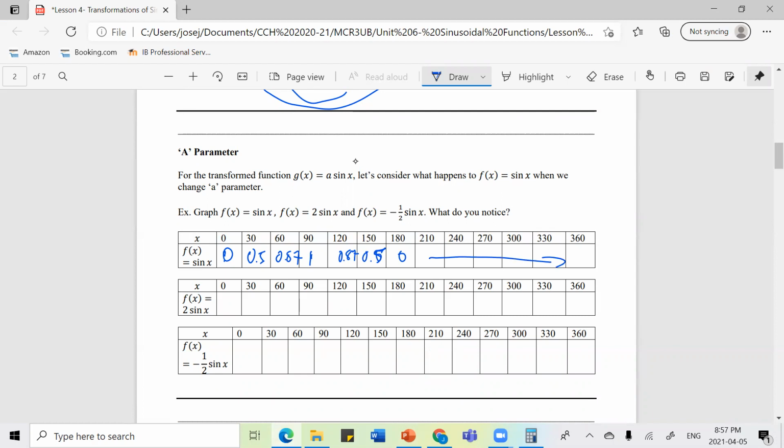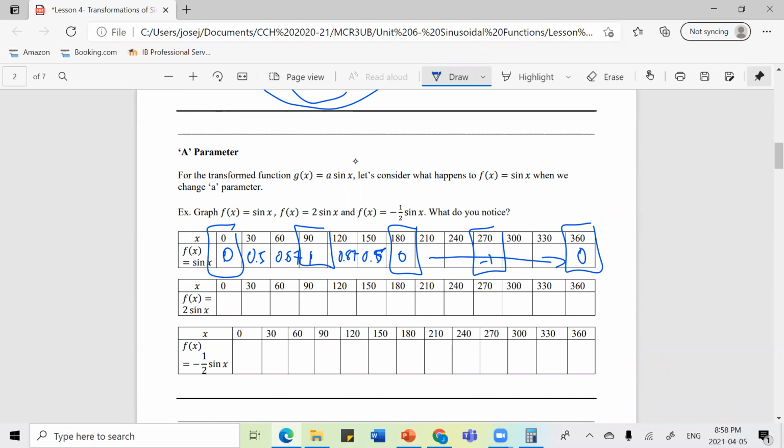If you're wondering how I'm getting these values, I'm just subbing them into the calculator, right? Or you just know them by memory, especially some of the key points here, like 90 degrees and 1, 180 degrees and 0. You should know those by memory. And same with 270 degrees, that would be -1, and 360 degrees, that's going to be 0.